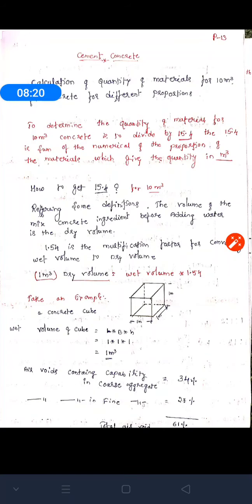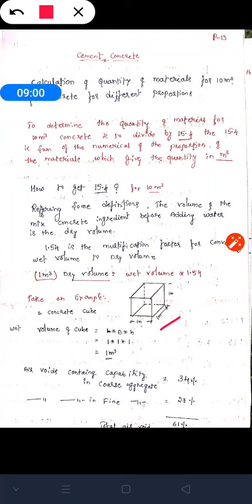Referring to some definitions here, the volume of mixed concrete ingredients before adding water is known as dry volume. So it means we should calculate the dry volume here, dry volume of mortar. So here 1.54 is the multiplication factor to calculate the dry volume. Let us consider a cube here. Take an example, a concrete cube. The size of the cube is 1 meter by 1 meter by 1 meter, that is, length equals 1 meter, breadth equals 1 meter and depth equals 1 meter.